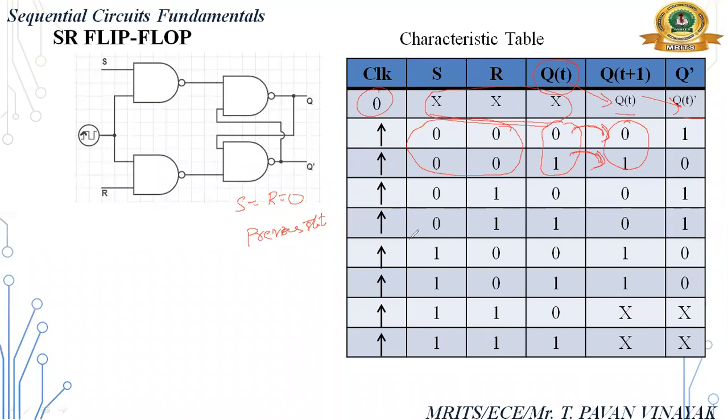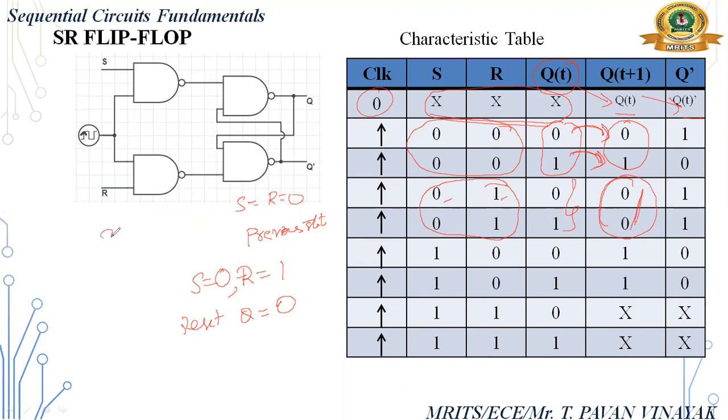Okay. Q of t plus 1. Next, S is equal to 0, R is equal to 1, which means reset. Q will be always 0. So S is 0, R is 1, and Q is always 0, whatever Q of t is.